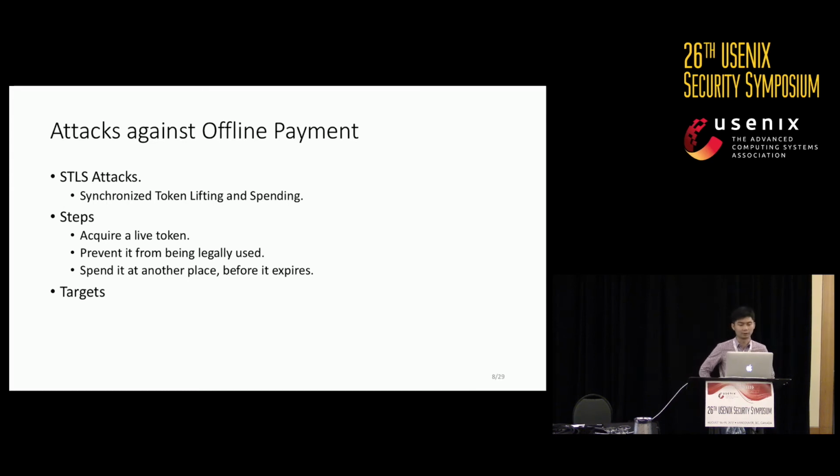They mainly follow similar routines. The first step is to acquire a live token during the transaction, and then prevent it from being legally used by the POS machine, and then spend it at another place before it expires. We launched our attacks targeting Samsung Pay and AliPay.